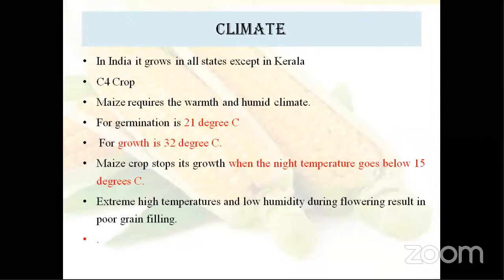Then, first coming to temperature. Maize requires a warm and humid climate. For germination, 21 degrees Celsius is the most suitable. For growth, 32 degrees Celsius is required. The maize crop stops its growth when the night temperature goes below 15 degrees Celsius.